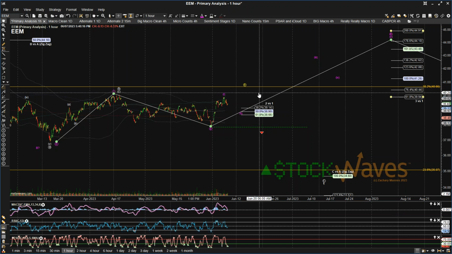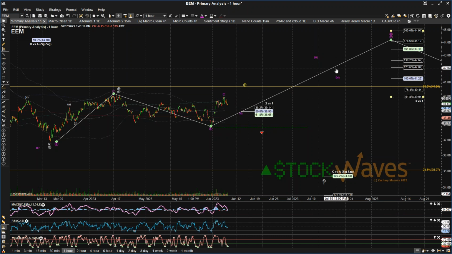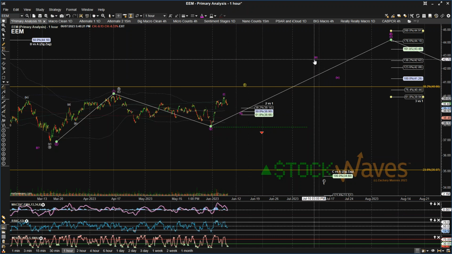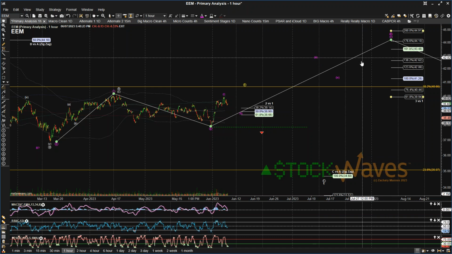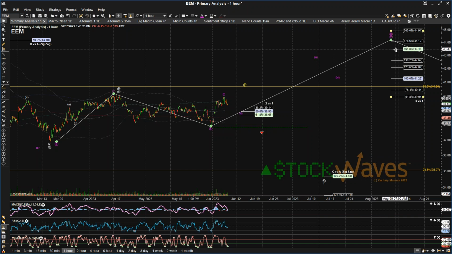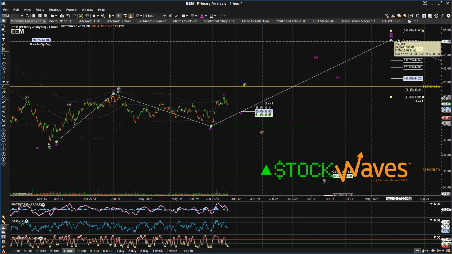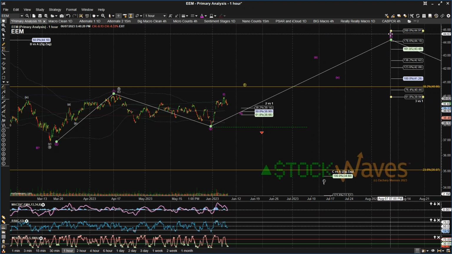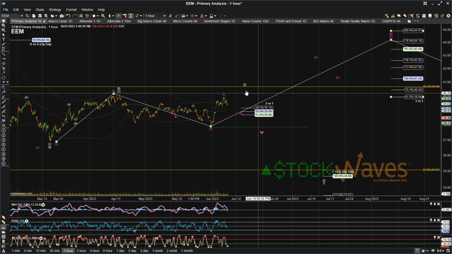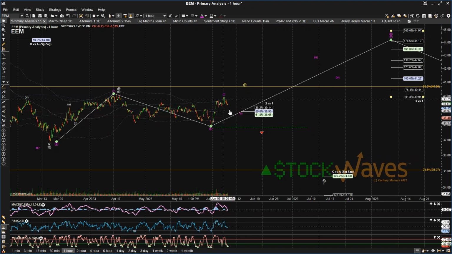Yeah, so we got to a 618, so we should at least get to the 42 region for this wave 3 of 3, if not closer to 4260, and then at least to the 4350, if not closer to 44 for the 5 of wave 3, as long as we're going to hold support as a wave 2.